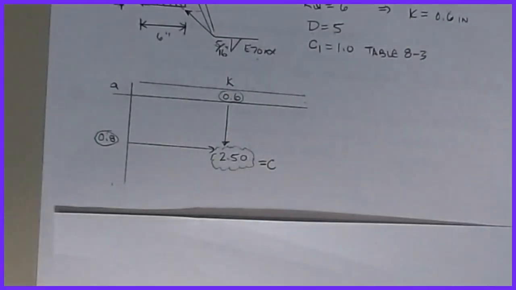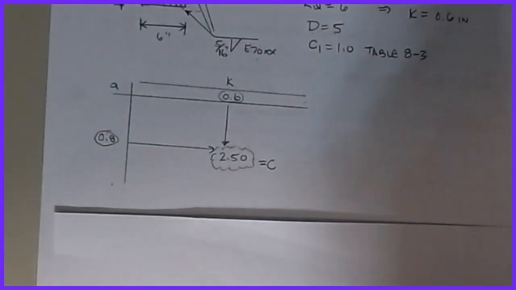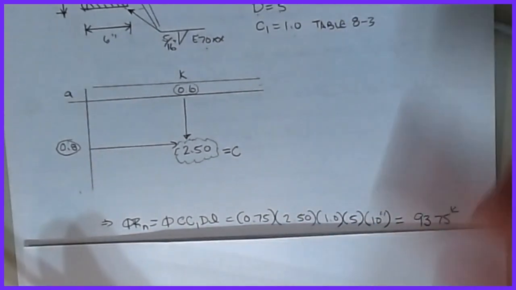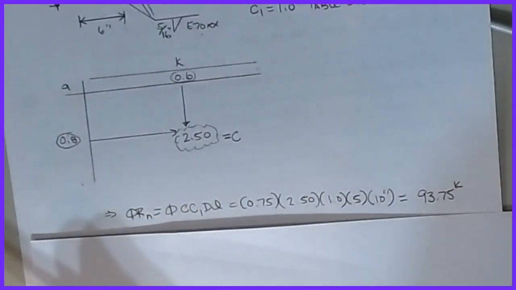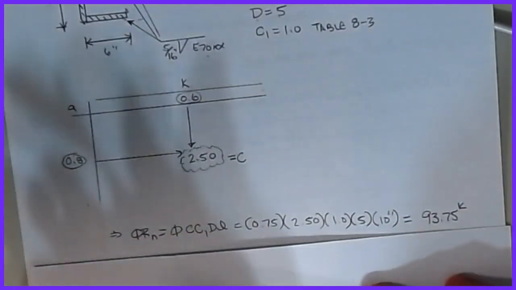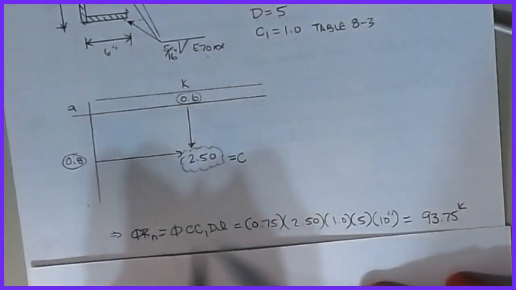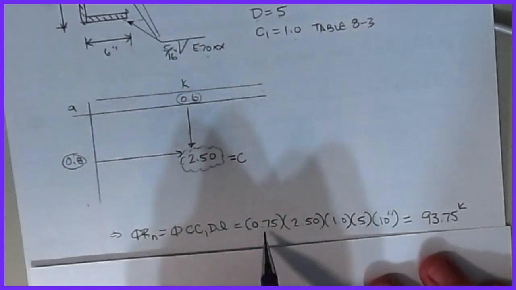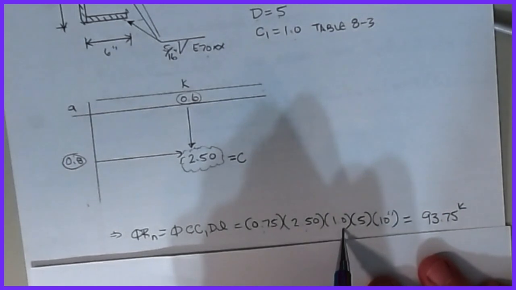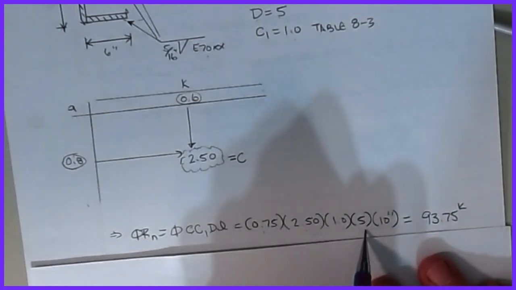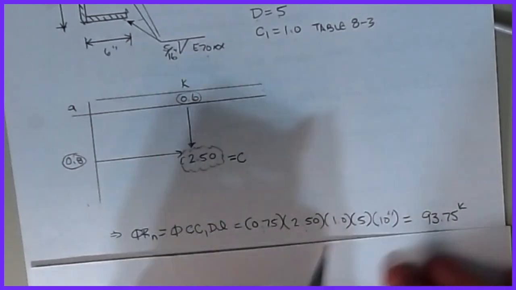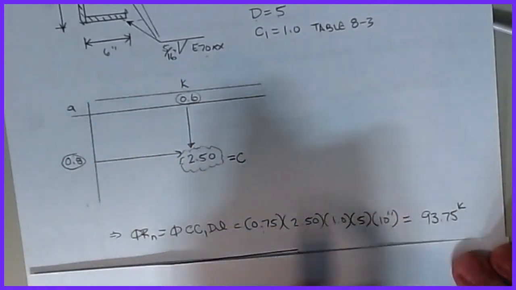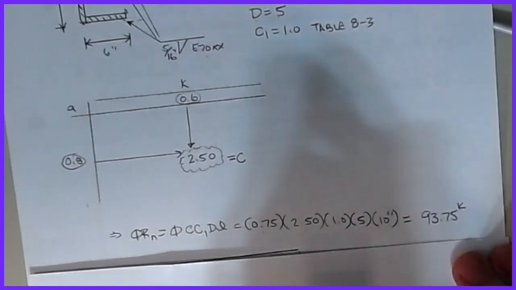Piece of cake. Really, really fast and really, really simple to do once you understand what each of the characteristics are. Again, look at the picture that's up at the top of the page, and it will help you out as well. So now all I do is plug and chug. Phi Rn is phi times C times C1 times D times L. So here's phi, here's C. My C1 was 1.0, my D was 5/16, and then my L, my characteristic length, was 10 inches. And what that tells you is that the capacity of all of this is 93.75 kips.